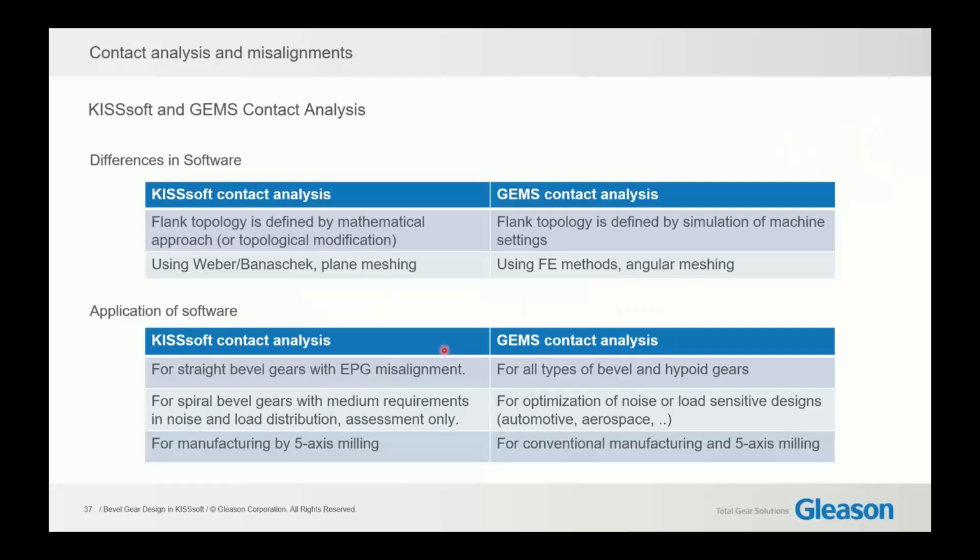Let me summarize. So first, what are the differences between the software? I want to remind that KISSsoft uses a flank topology defined by a mathematical approach, and GEMS uses a flank topology from simulation of machine settings. Also, the approaches are different, but here I'm not sure how big the effect from using different approaches is. I just want to be complete here.